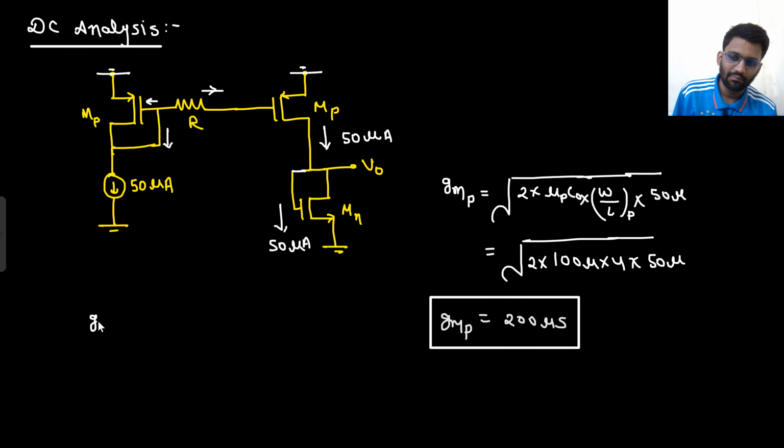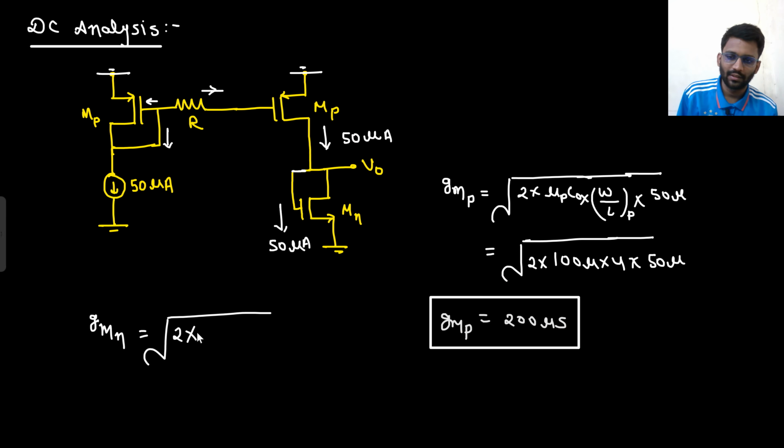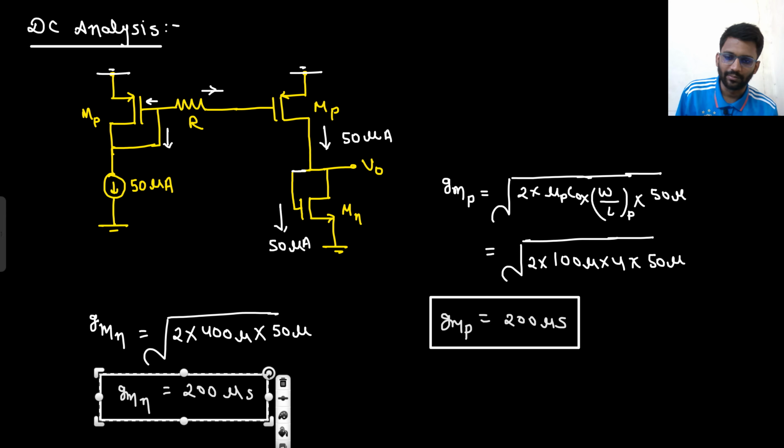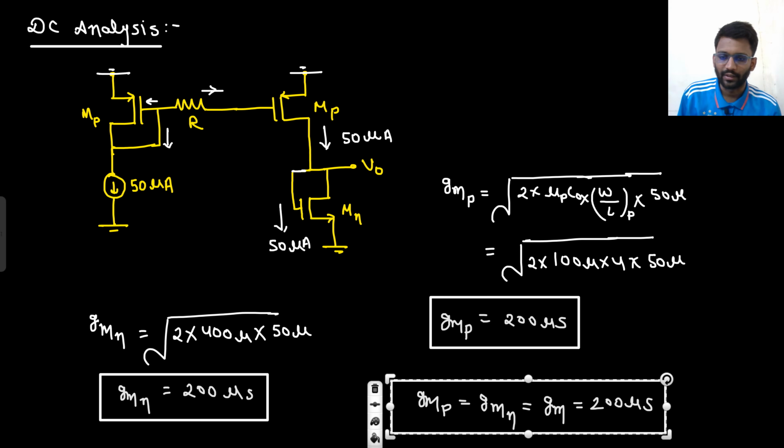What will be your gmn value? gmn is root of 2 into mu n Cox W by L into ID. Mu n Cox is 400, W by L is 1, and ID is 50 micro. This will also be 200 micro Siemens. Both are the same. So I can write gmp equals gmn equals gm, that is equal to 200 micro Siemens. This is the gm value you are getting.